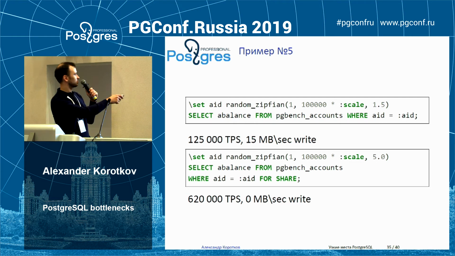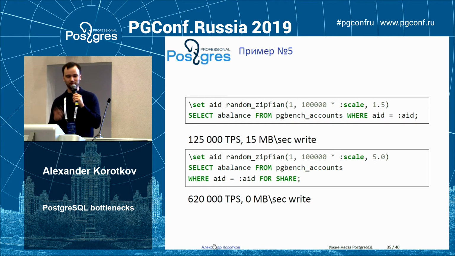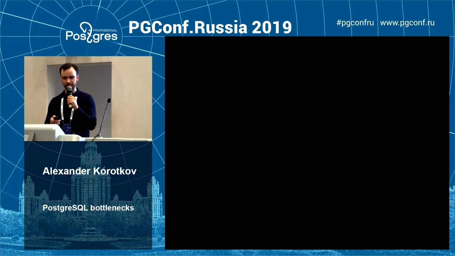Let's see what happens if I write select and make for share. The slide is not correct. If we just take this, it gives 620,000 TPS. And if we make select for share, that locks the row, then the performance will drop 5 times. What is the reason?